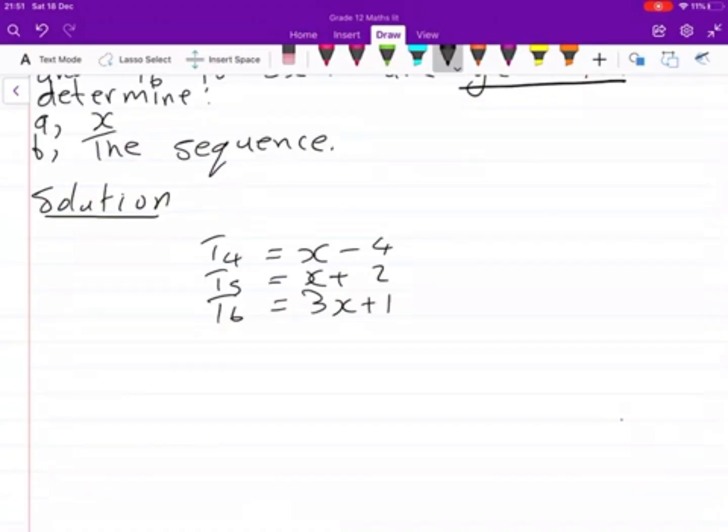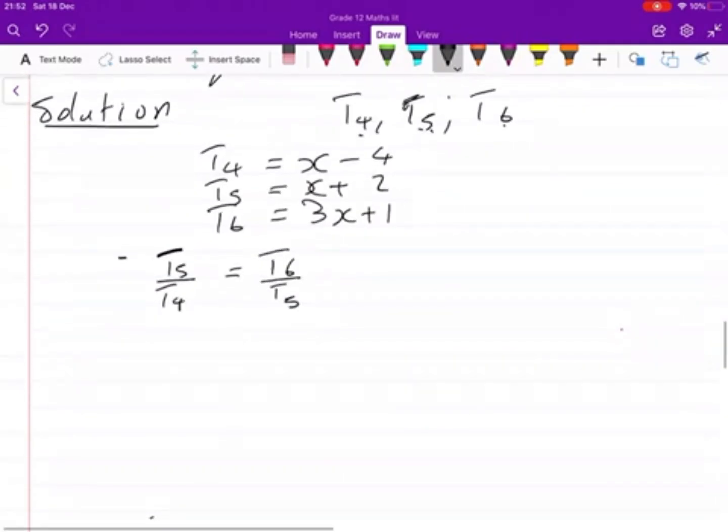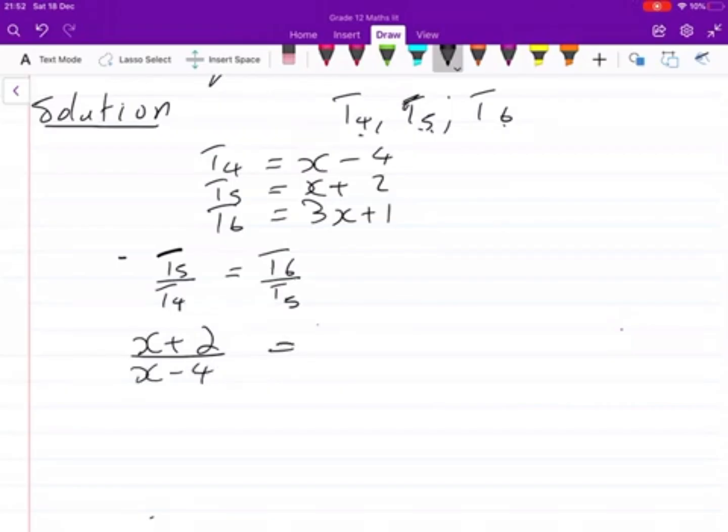Well, since they're geometric, what I know is for any geometric sequence, the following holds. So I'm going to say T5 divided by T4. Notice how I'm doing it. Then it's T6 divided by T5, because this is T4, T5, T6. So T5 divided by T4, T6 divided by T5. All right. Do we know what is T5? Yes, we do. It's x plus 2. Do we know what is T4? Yes, we do. It's x minus 4. Do we know what is T6? It is 3x plus 1. Do we know what is T5? It is x plus 2.